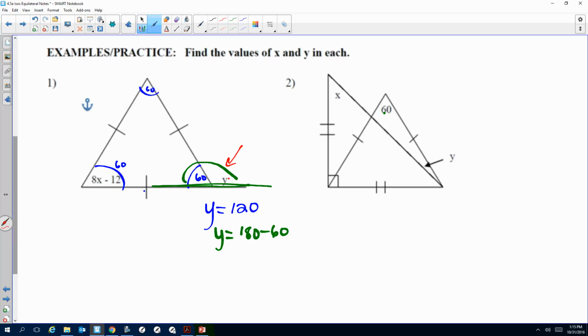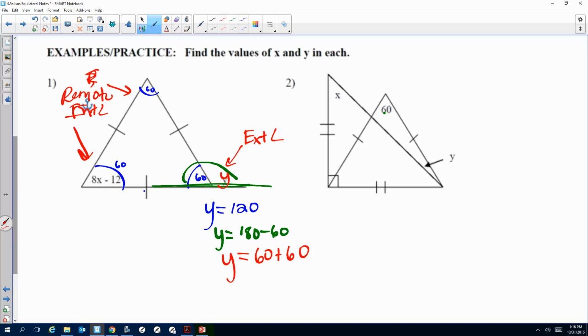Yeah, we also have, this is what type of angle right here? Angle Y. Yeah, it's the exterior angle. And the exterior angle, if I look at my remote interior angles, look at that. So I could get to angle Y just by doing 60 plus 60. Okay? All right, but how are we going to get to x?